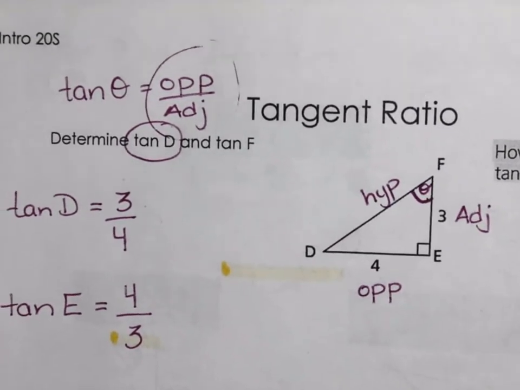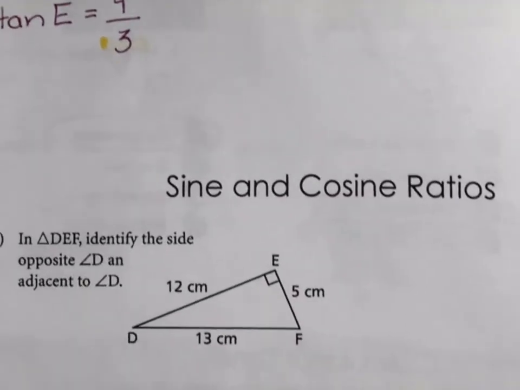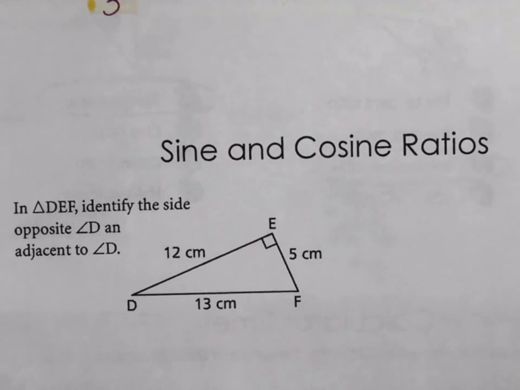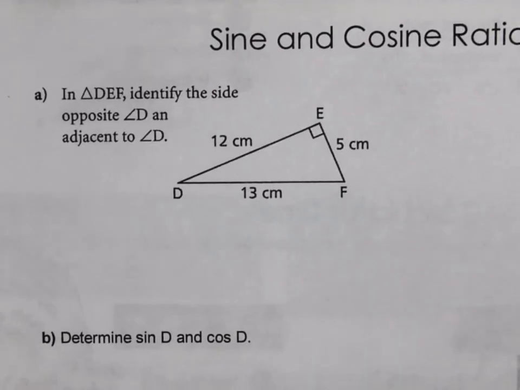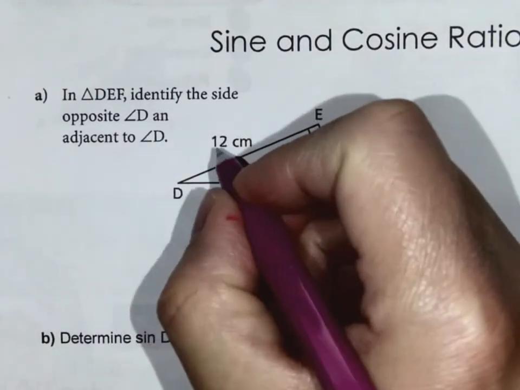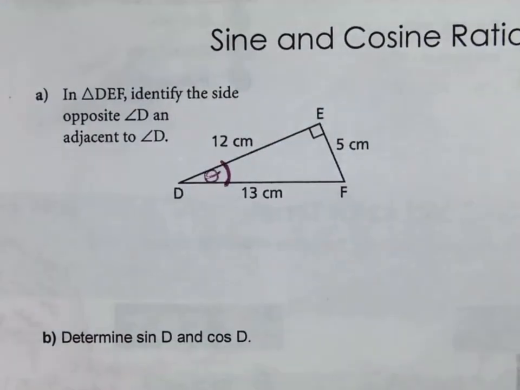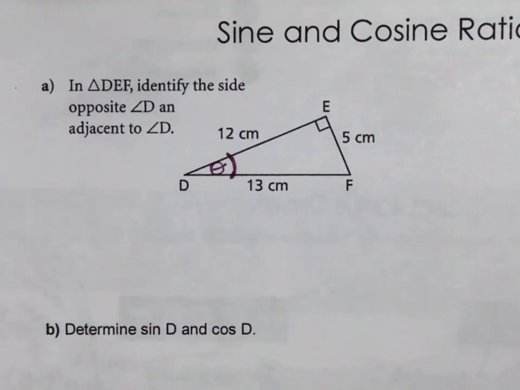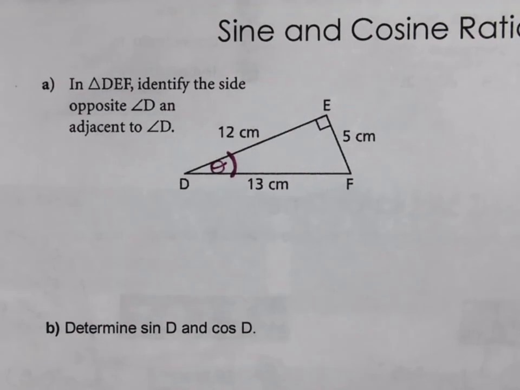Okay. Here we go. We're going to use angle D this time in this one. So angle D down here. And we're going to identify the opposite and the adjacent side. Would it help you to do the hypotenuse first? Okay, so do the hypotenuse first.